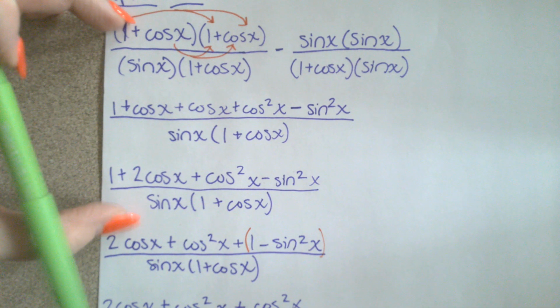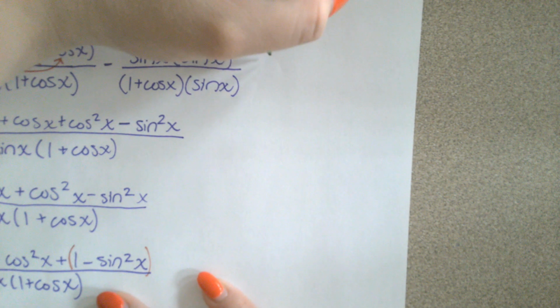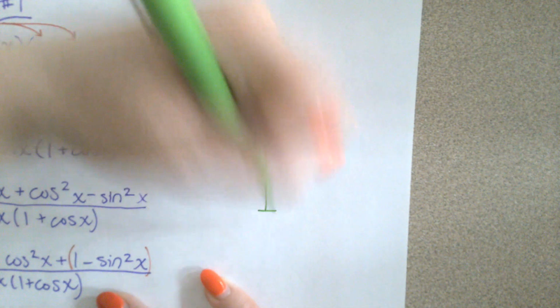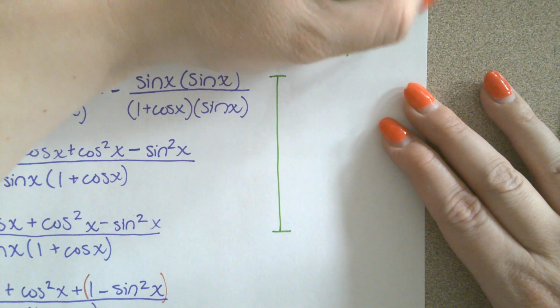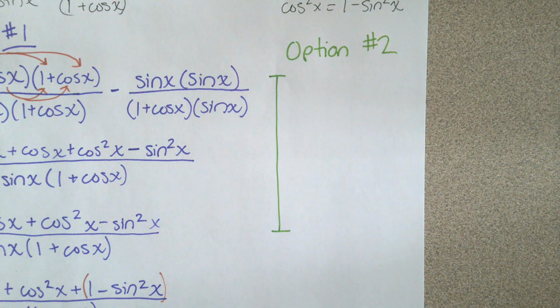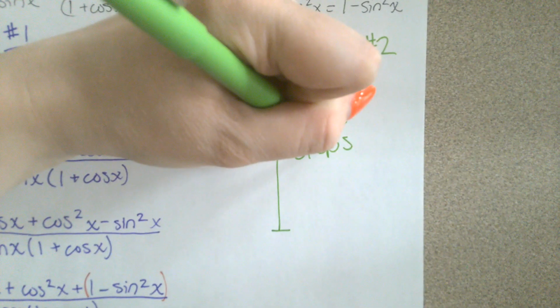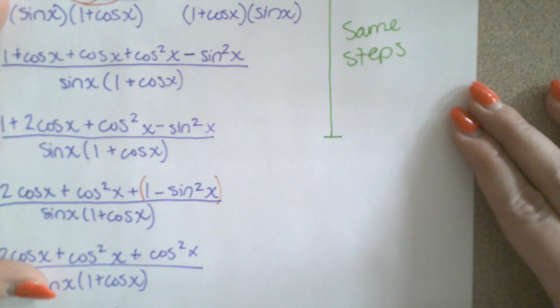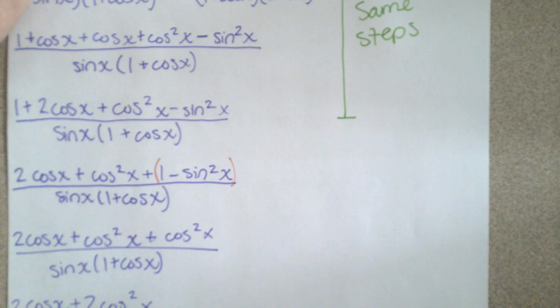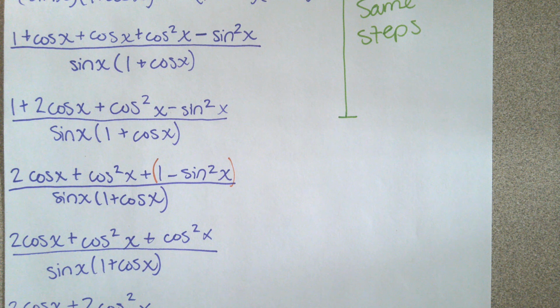So again, same steps. Steps 1 through 4 are the same. Going to block that off. So, if this is option 2, you have to be able to start the problem that way because I have not found a different way to do it. Okay, what we're going to do differently is instead of moving the 1 over here and using this Pythagorean, we're going to use a different Pythagorean.